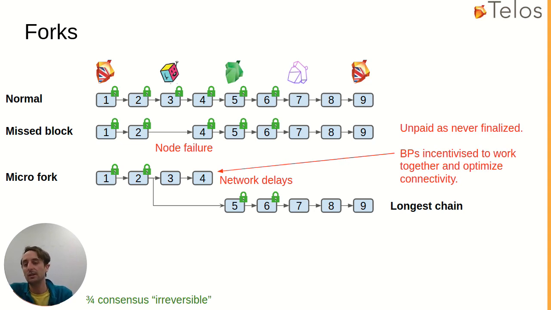So it's important to note here that in both of these scenarios, which do happen in the network, these blocks that were never added to the blockchain were never paid for. So that means the BPs are really incentivized to try and optimize their network conditions and make sure their node software is running as optimally as possible so they can get paid for the blocks that they create.